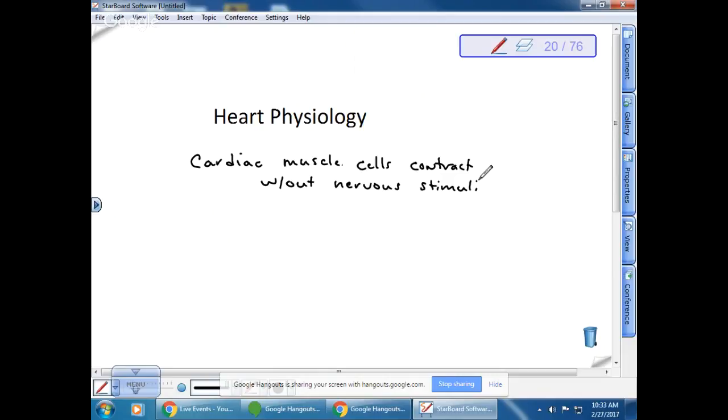There is a little nervous stimuli in the heart itself. And so we call this intrinsic regulation. And it has to do with what is called nodal tissue. And nodal tissue can produce its own stimulus for contraction. So this can initiate a contraction.